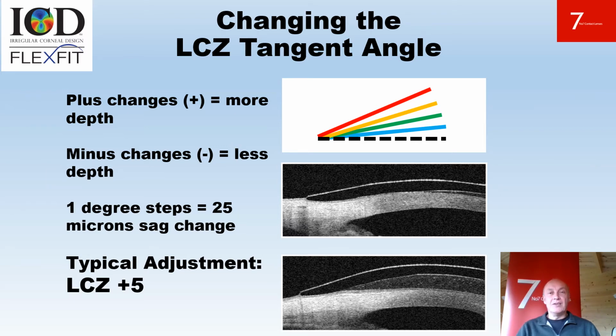Typically, we wouldn't make any changes less than 5 steps or 5 degrees. This will give us 125 microns of lift at the apex. The amount that it lifts off of the limbus is variable depending on the curvature of the back surface. So this varies according to sag and is a non-linear relationship.